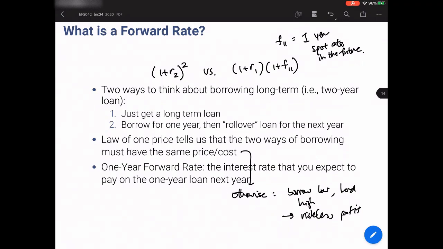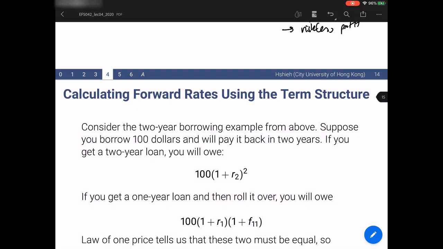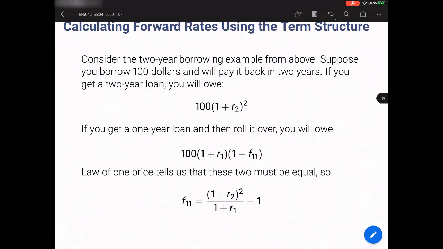All right, let's go through an example using this 2 year case to give you a precise formula for the forward rate. So consider the 2 year borrowing example from above. Suppose you borrow $100 and will pay it back in 2 years. If you get a 2 year loan, you will get the following, right? You simply return $100 plus interest for 2 years at the 2 year per annum rate.